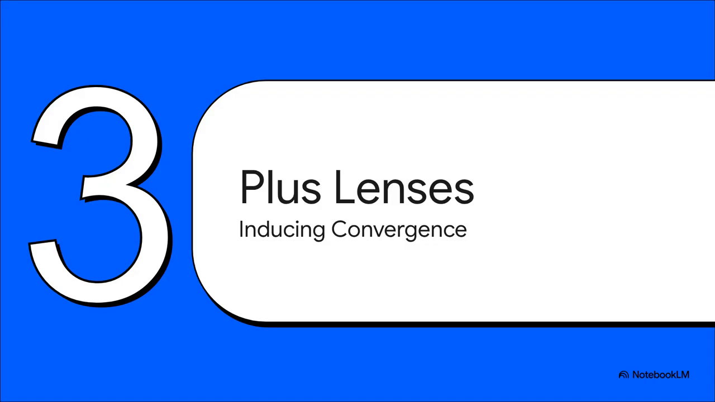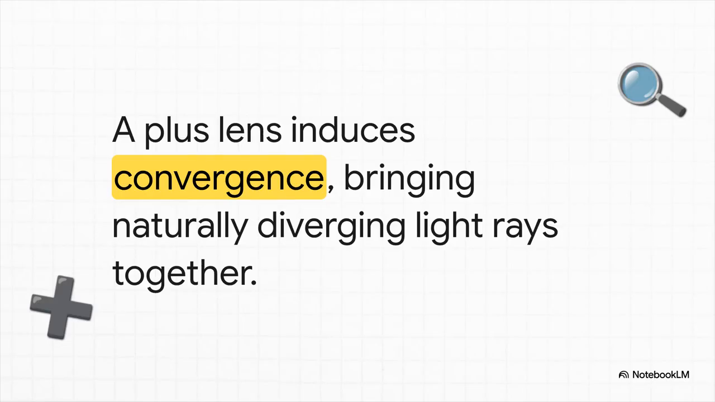So now that we have our ground rules, let's move to Section 3. Plus lenses and convergence, bringing light together. Let's look at the first tool we use to basically bend light to our will. There are two basic types of spherical lenses, and we're going to start with the plus lens. All right, let's dive into this.